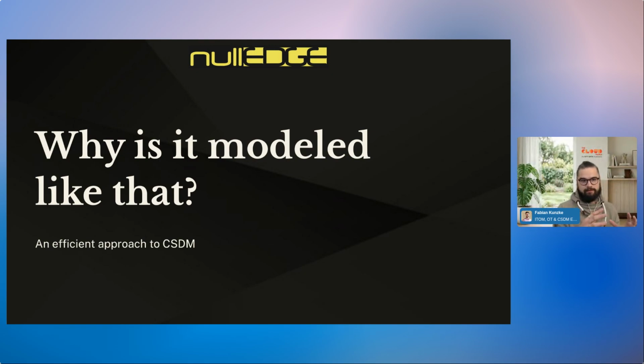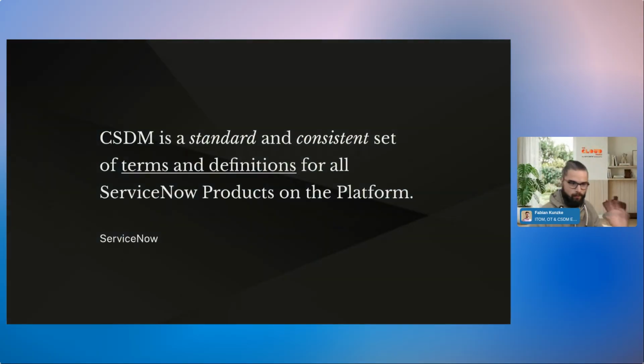Anyway, CSDM. Let's go on with that. So I have a set of articles going, which is called "Why Is It Modeled Like That?" Because I noticed that CSDM very often gets very complex and unnecessarily complicated. So what I want to talk about today is essentially an efficient approach to CSDM and giving you a starting point or a restarting point on how to move forward and address CSDM in a way that could help you out. But let's start off with just quickly what CSDM is.